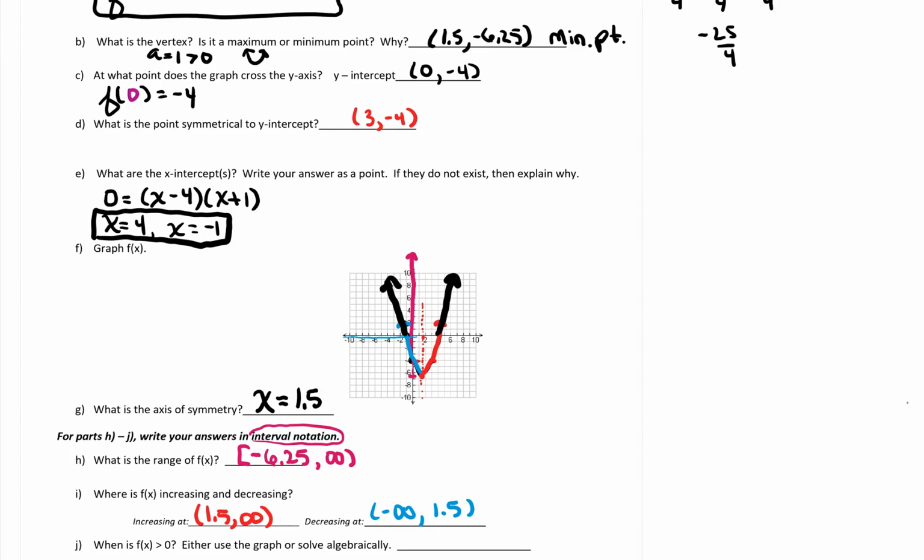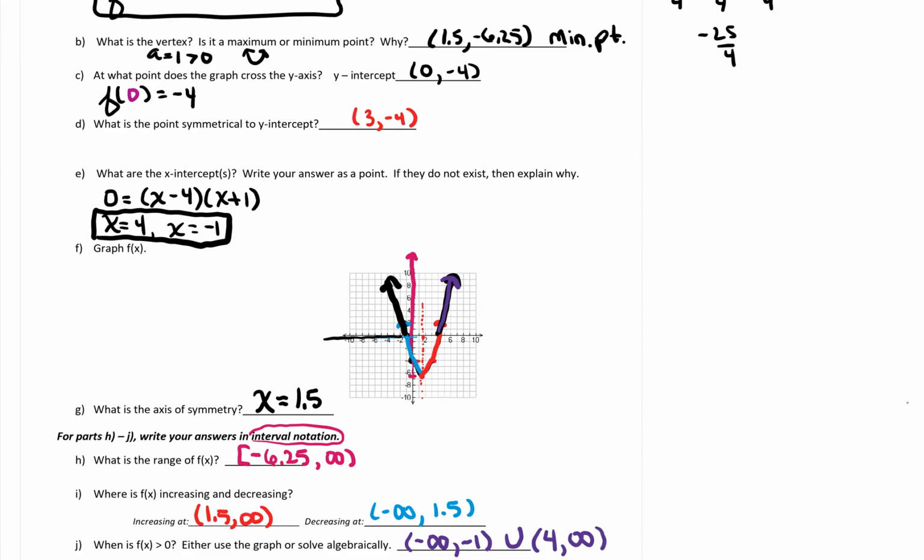For values coming in from negative infinity until I hit this x value, which was negative 1. So it's greater than 0 from negative infinity to negative 1, union. So it's also bigger than 0, our y value, when we have our x value starting at 4 but not including, so a parenthesis, 4 to infinity.